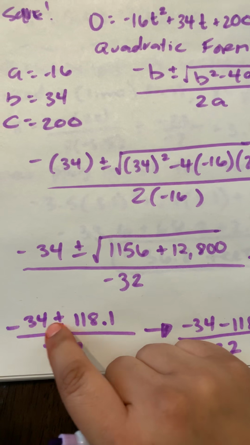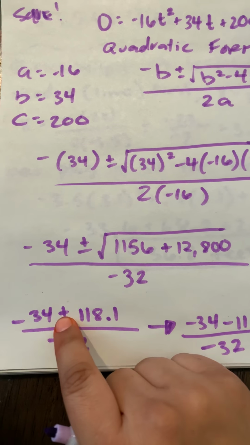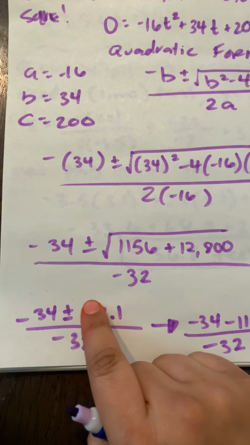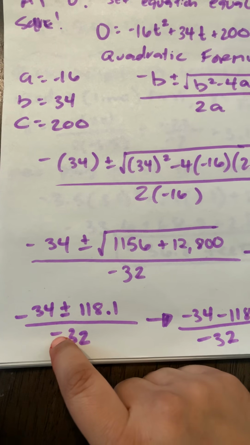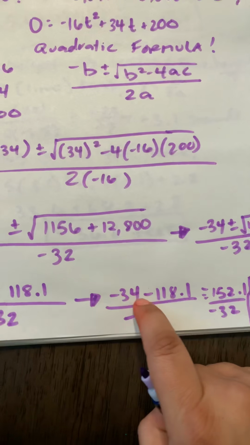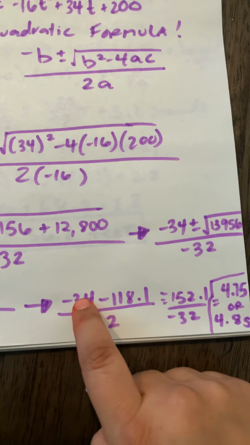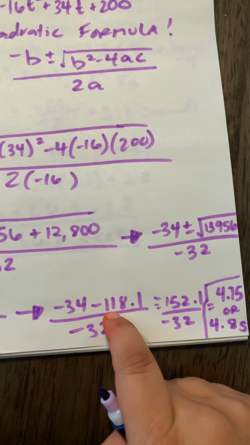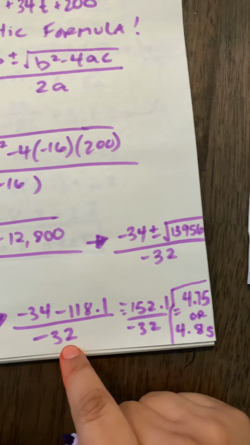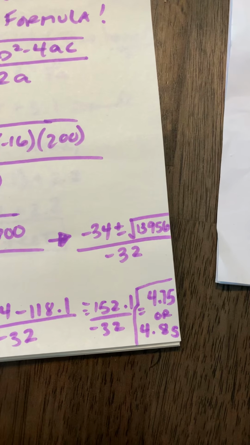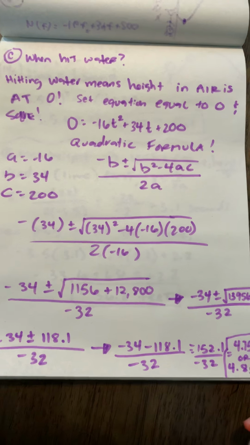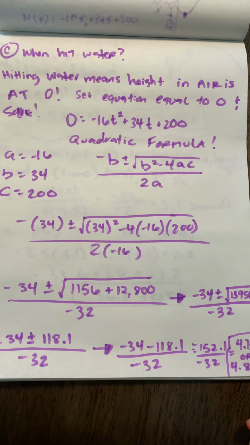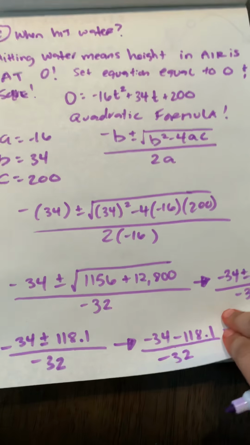So if I had negative 34 plus 118.1, that would give me a positive number. I don't want a positive number. I need a negative number, because a negative over a negative is positive. So that means I'm going to choose the minus. So negative 34 minus 118.1 divided by negative 32, I got 4.8 seconds. So there's all the work. If you want to go ahead and take a look at it all, pause it, rewind it. That's for number 13.